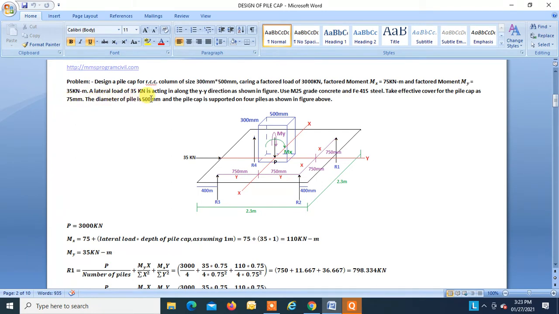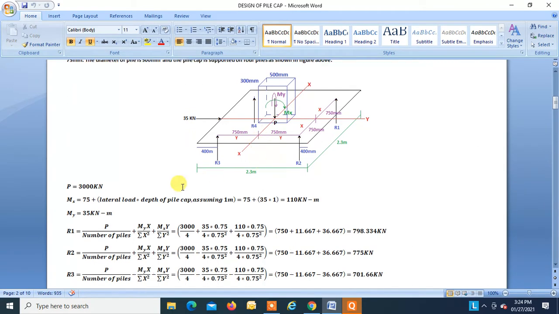The diameter of the pile is 500 mm and the pile cap is supported on 4 piles as shown in the figure. So the pile cap is supported on 4 piles, that is pile 1, pile 2, pile 3, pile 4. These are the reactions from the piles R1, R2, R3 and R4. This is the lateral load acting over here along the y axis, so this will give an additional moment which will be added to Mx. Now let us move forward.